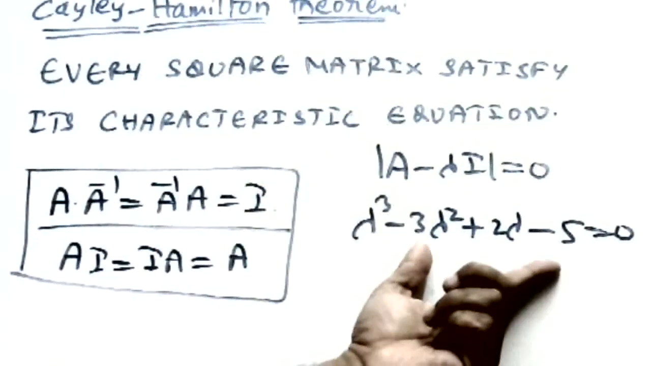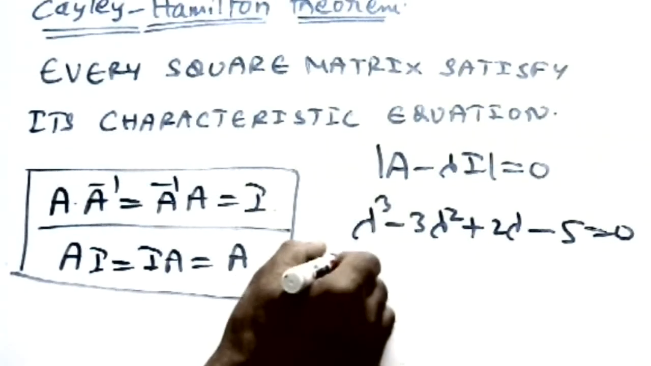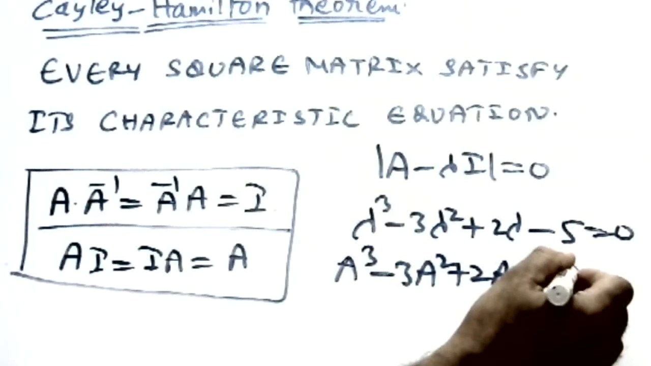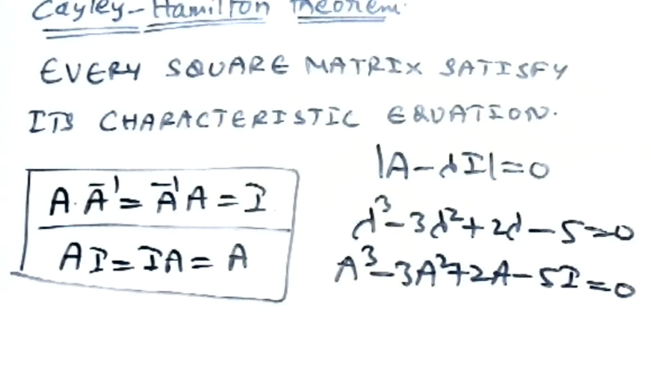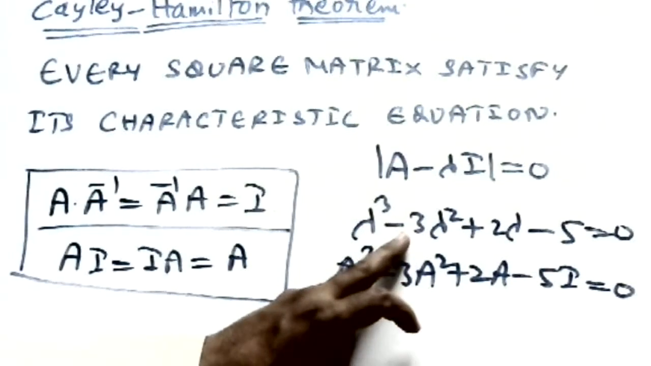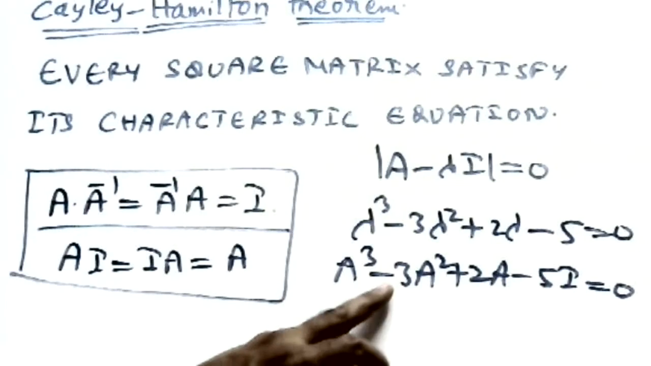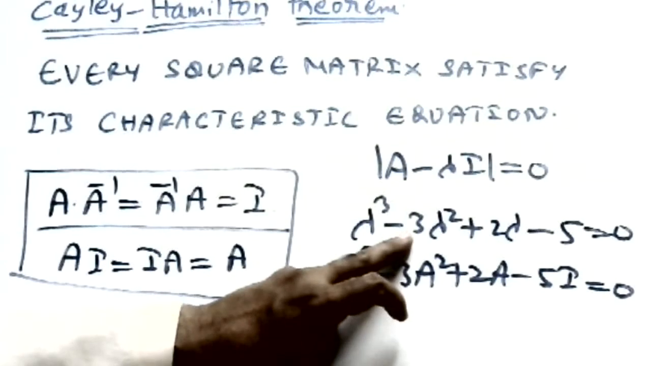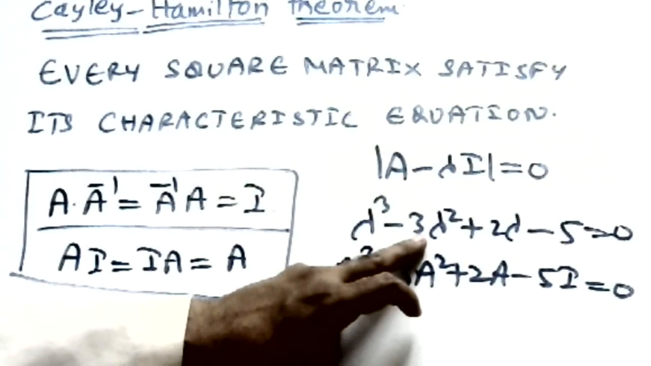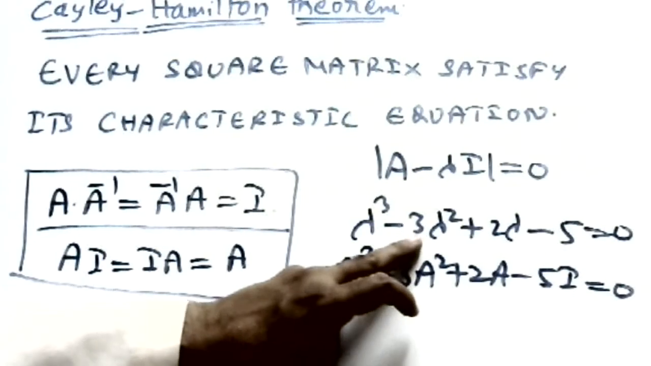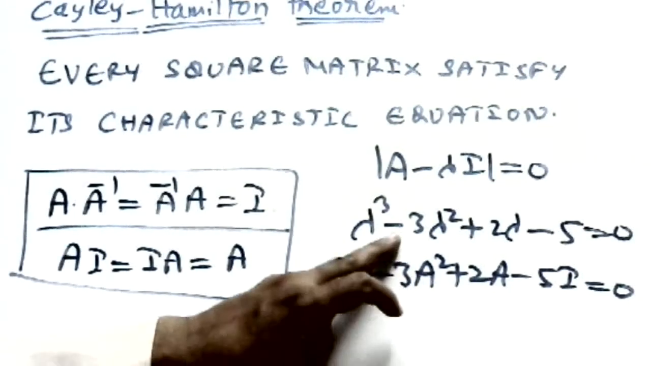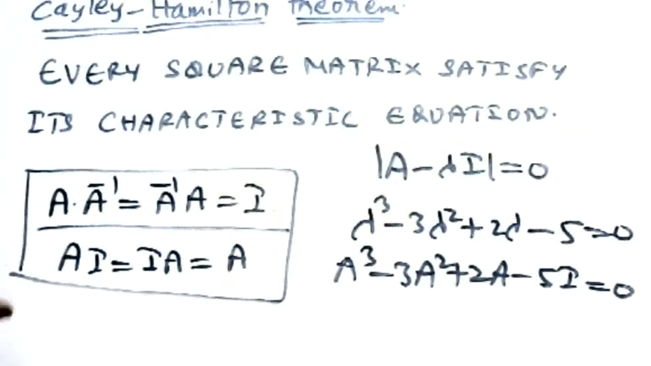Every square matrix satisfies its characteristic equation. If the matrix satisfies it, then we must get 0: A cube minus 3A square plus 2A minus 5 into I equals 0. Watch carefully. When we keep A in place of lambda, if we get 0, we say the square matrix satisfies its characteristic equation. How to solve now? We must get the characteristic equation in terms of lambda as a polynomial, then keep A in place of lambda. We must get 0. Then we say that the Cayley-Hamilton theorem is verified.